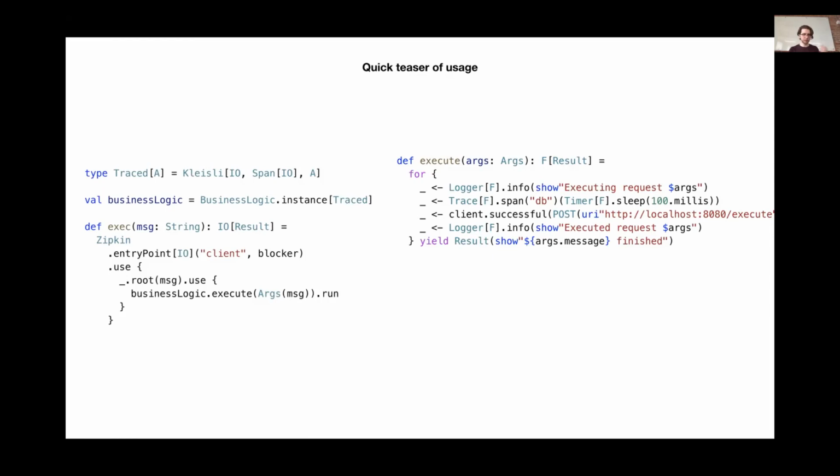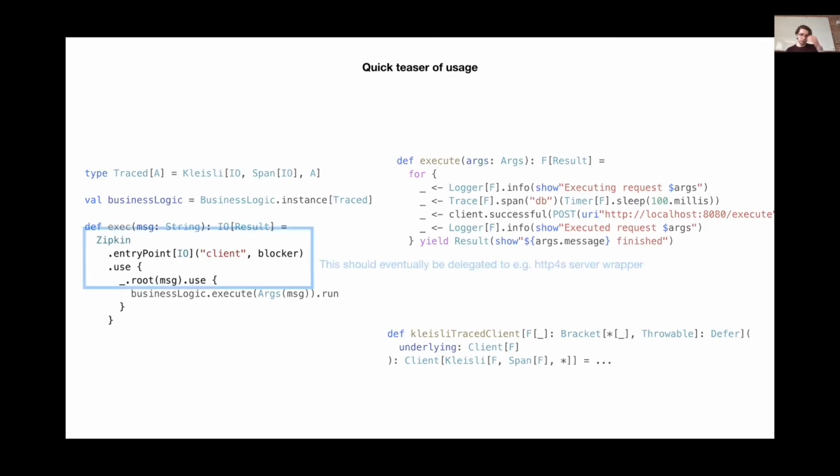And then we have just a bunch of stuff to create an entry point, which is the thing that creates root spans. And we can use the root span to run this Kleisli to provide the root span that will be propagated to all this executed code. All right, and then we can wrap the client.